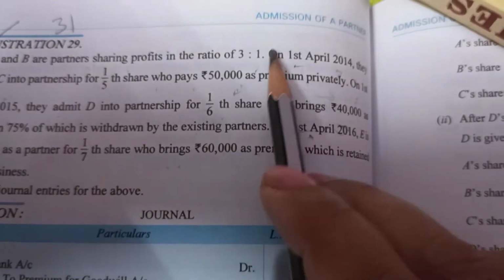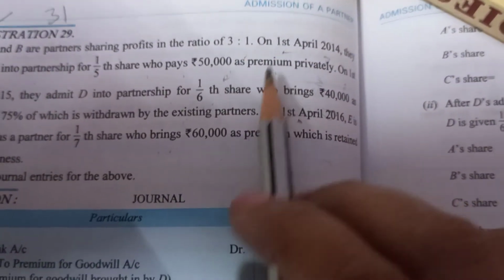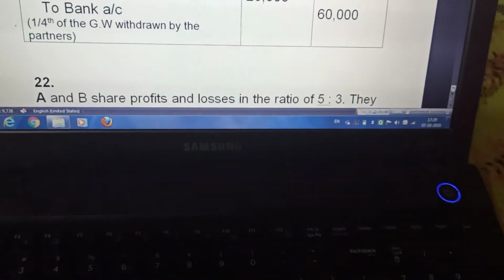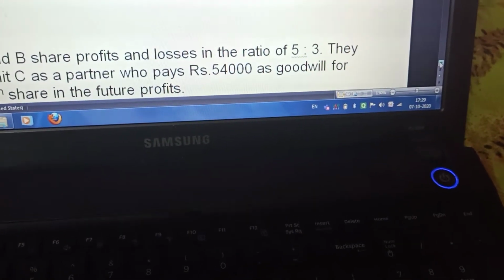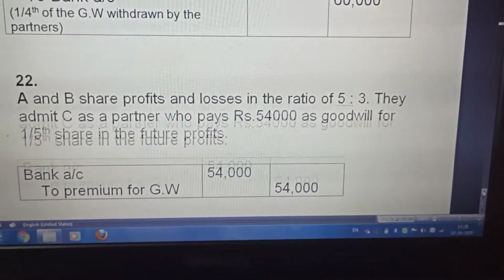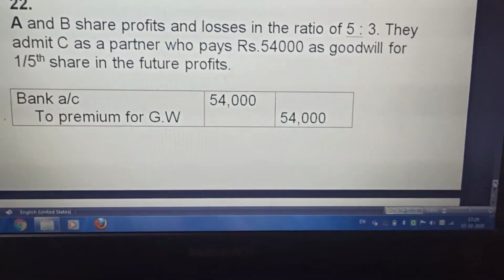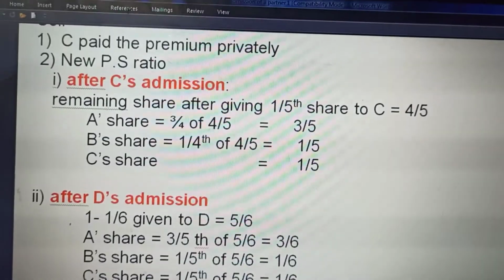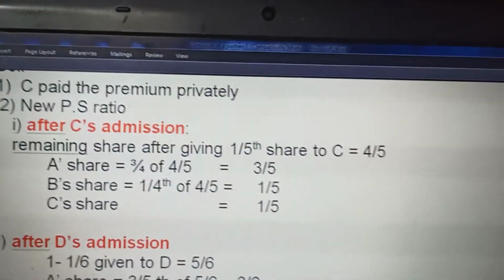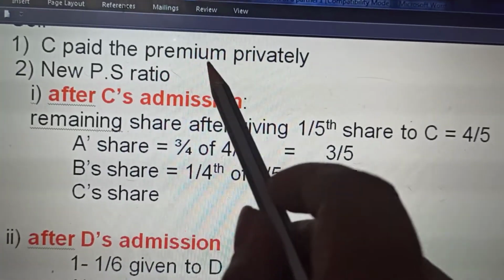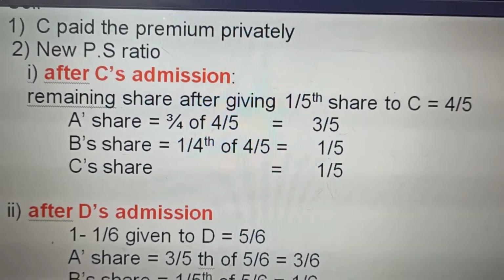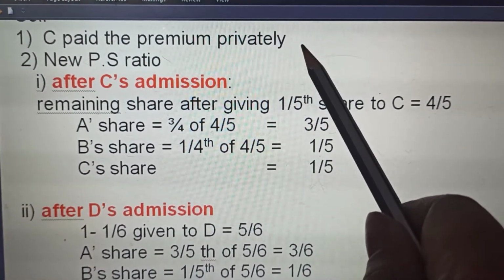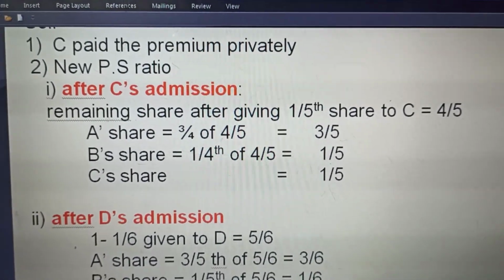Doesn't matter, we will keep dividing the question in parts. Let's take one case at a time. We just have to distribute that in parts. Let us see. You can see here, the first thing is C paid the premium privately. No accounting treatment is needed for the payment of premium when it is paid privately. Now the calculation of the new profit sharing ratio.